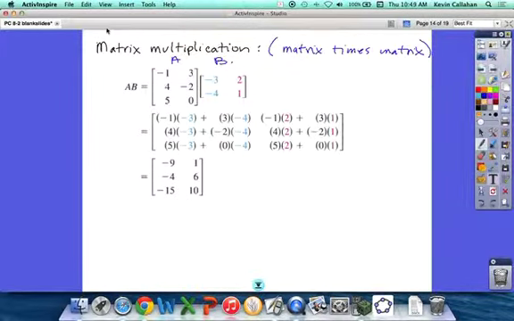Okay. To fill the first row, second column, use the first row and the second column and do the same thing, right? You multiply negative 1 times 2 plus 3 times 1. That's negative 2 plus 3, 1.